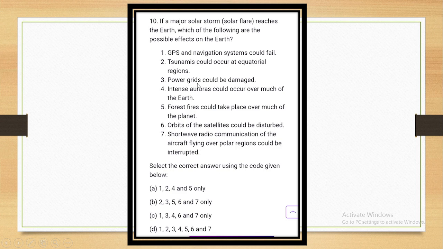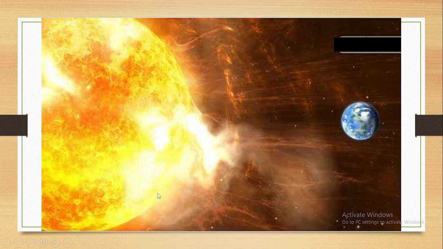It can affect the power grids. Intense auroras could occur over much of the earth. It can affect the satellites. It can affect short radio communication, all this. So it cannot make a tsunami or forest fire like that. So the answer to this question is option C. It's the correct answer.